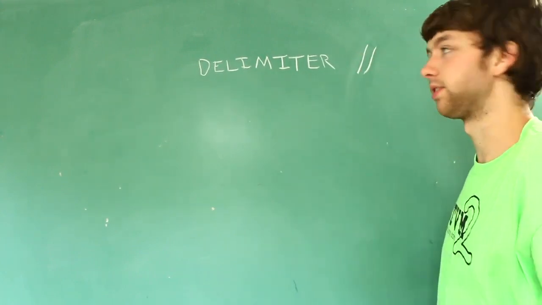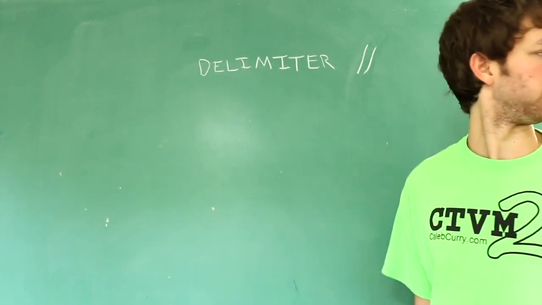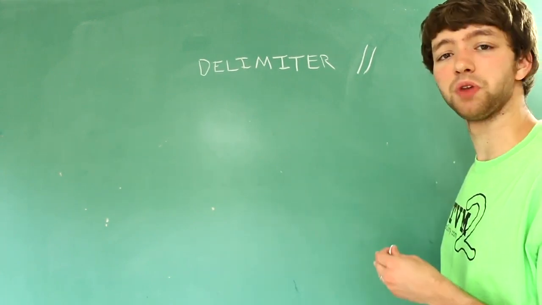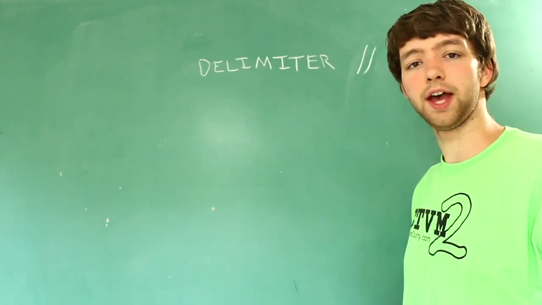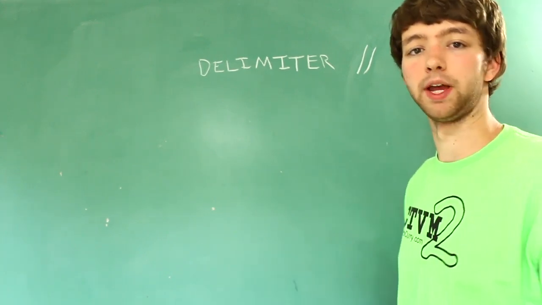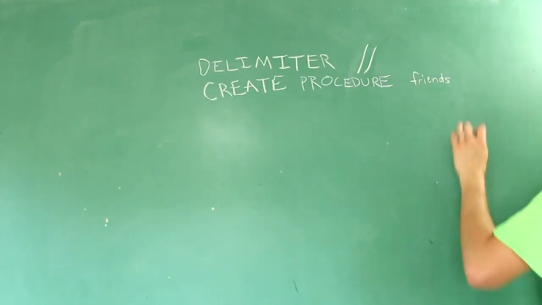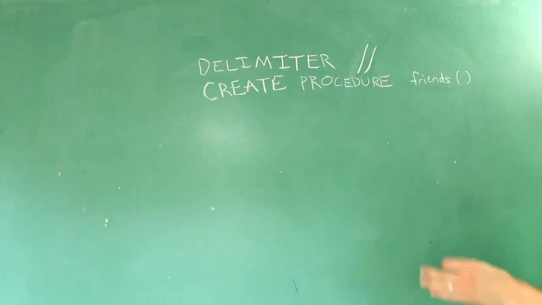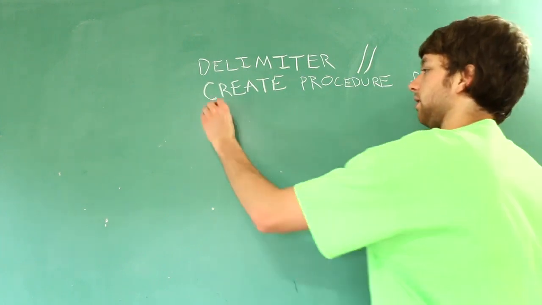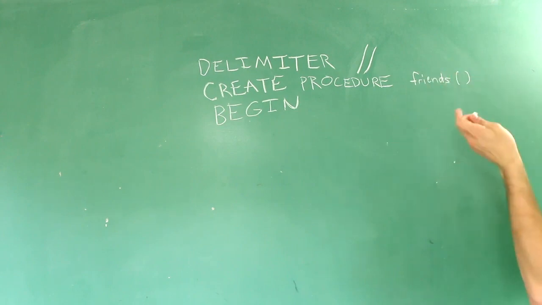And then eventually you're going to have to change this back. But before you do that, you're going to want to start your procedure. So to do that, you use the create procedure command. And then you give it a name. And then you just put parentheses. So this is where later you will give it parameters. But for now, we'll just keep it at that. And then you say begin. That is how you start the definition of a stored procedure.